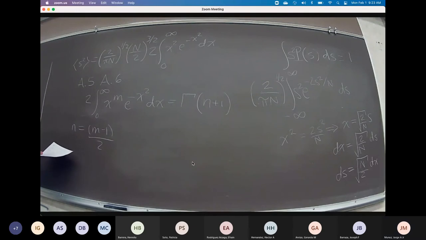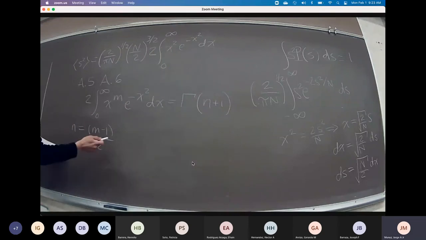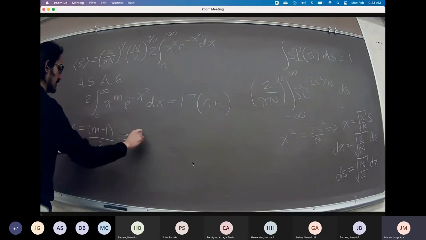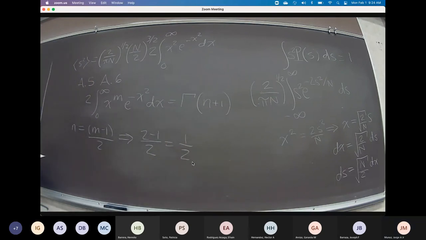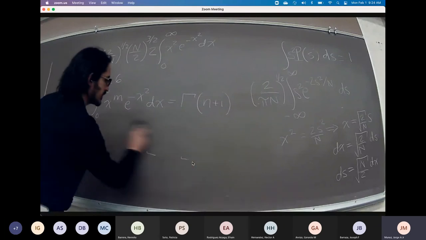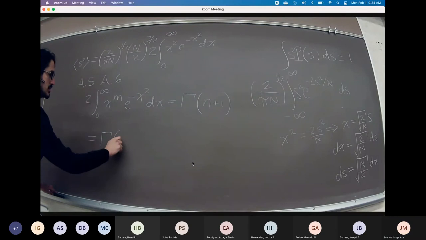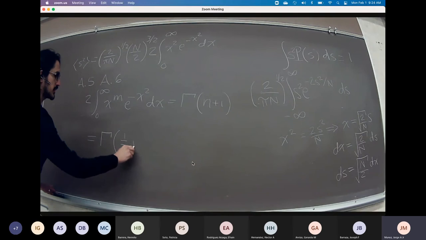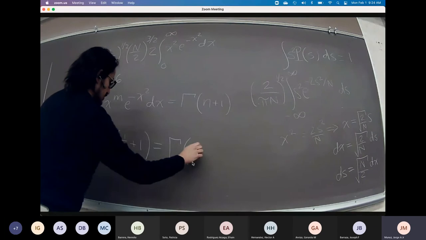So m is 2. We have the 2 over there. So for this particular case, it's going to be 2 minus 1 divided by 2, 1/2. Right? So for the case m equals 2, it's going to be equal to 1/2 plus 1, right? So n was 1/2 plus 1. So gamma function of 3/2.